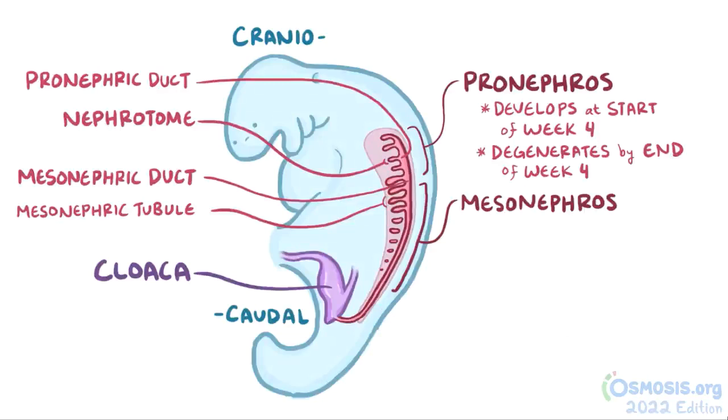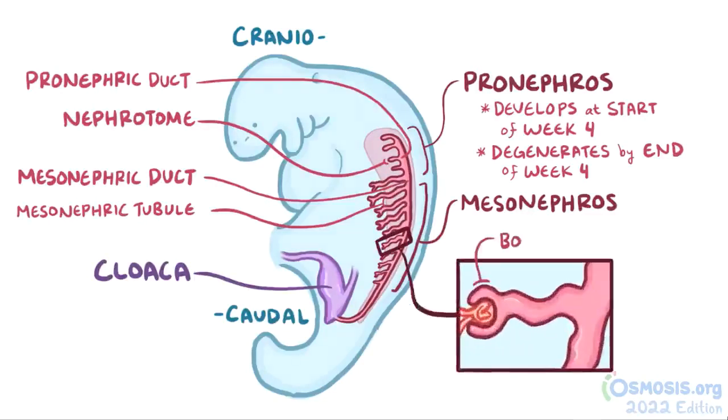Just like the nephrotomes, the mesonephric tubules break off as chunks of tissue from the nephrogenic cord. The mesonephric tubules are hollow, S-shaped tubes. On one end, they connect to the mesonephric duct, and at the other end, the tubule forms a cup shape called a Bowman's capsule, around a clump of capillaries called a glomerulus.